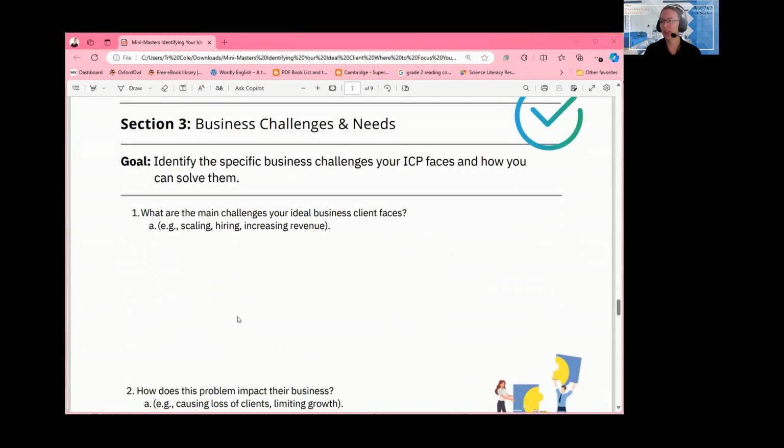And we have challenges and needs. Okay, so we need to identify some really specific challenges here. So what are the main challenges your ideal business client faces? So what are their challenges? Hiring, that's a big one. You know, do they struggle with hiring the wrong people? Not being able to hire the right people. They're struggling with maybe price point.